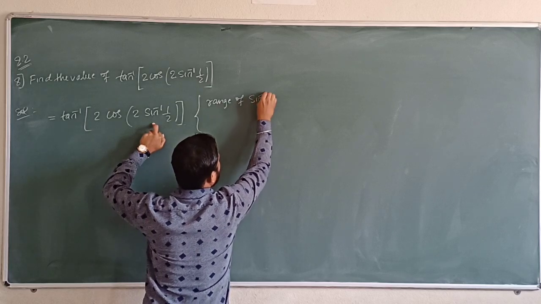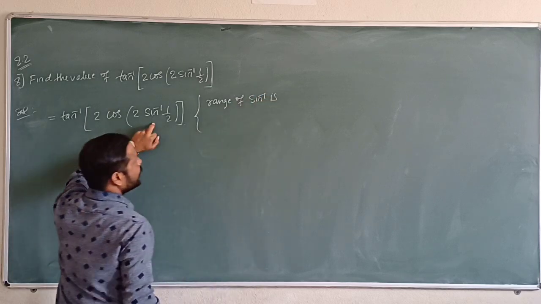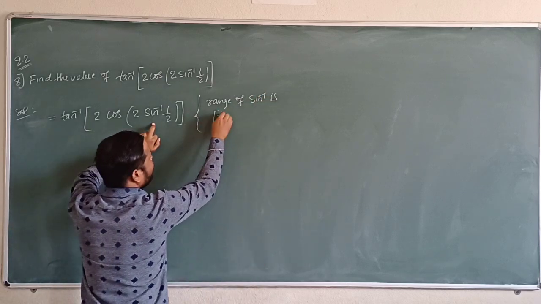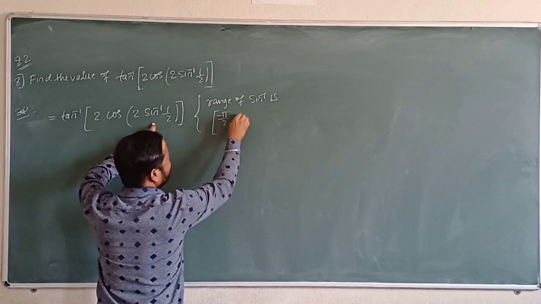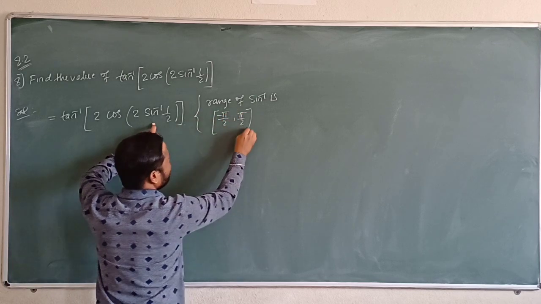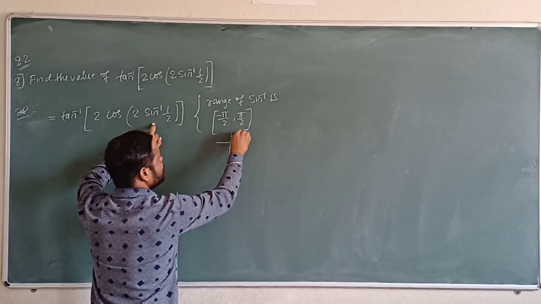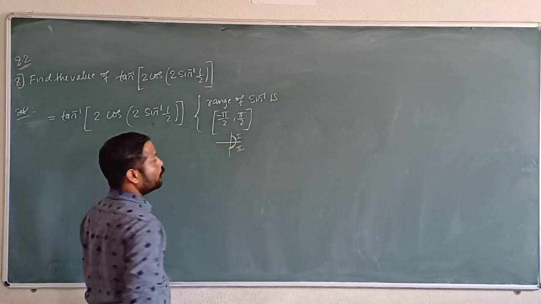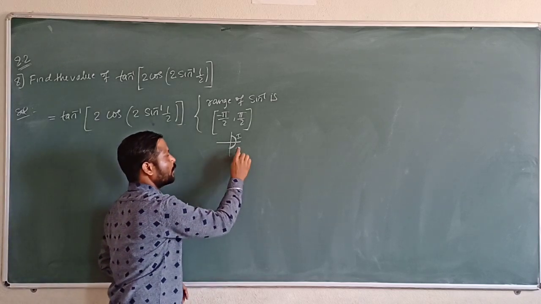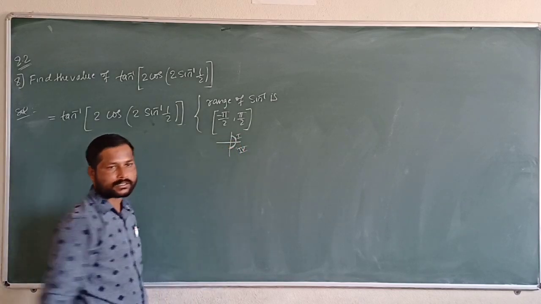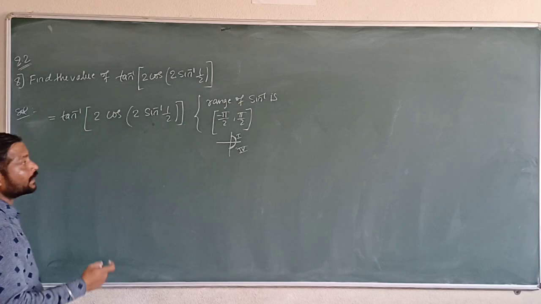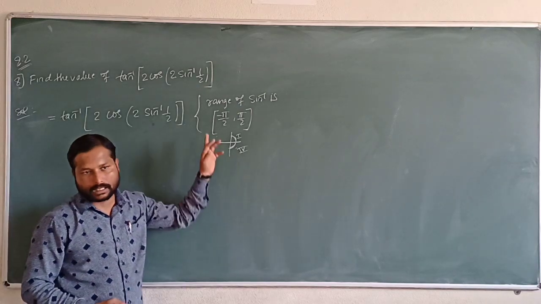See here, what is the range of sin inverse? It is the closed interval minus pi by 2 to plus pi by 2, meaning the range lies in the first quadrant as well as the fourth quadrant. That is the fourth quadrant. This range is the answer we need. But if it is not, then we should take pi minus that value.